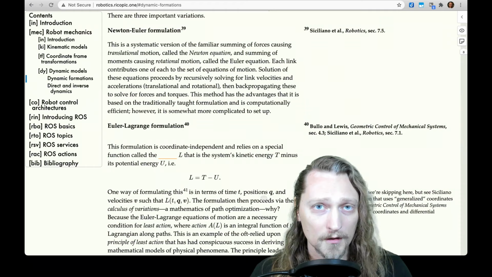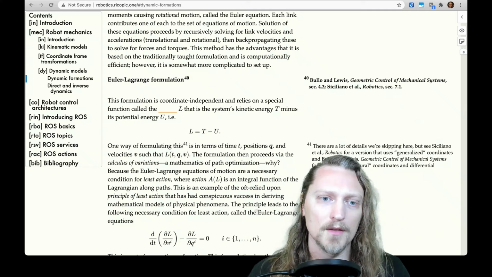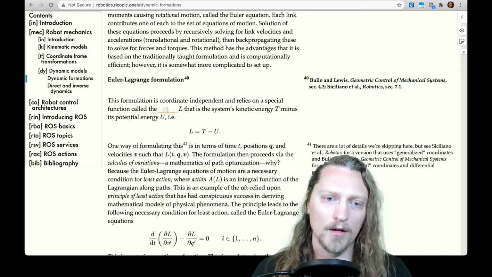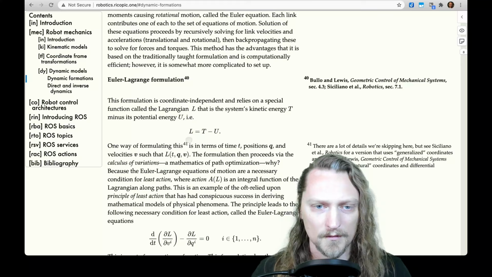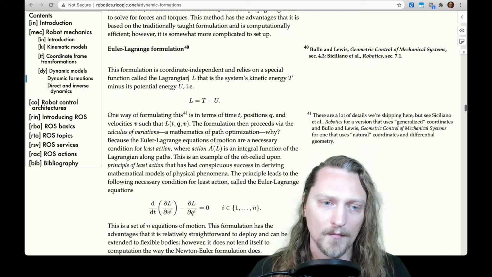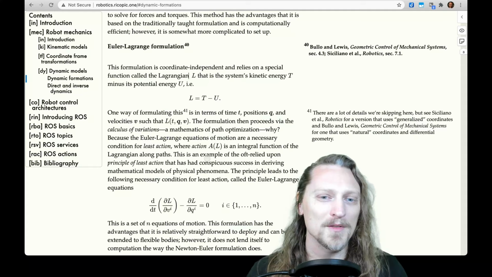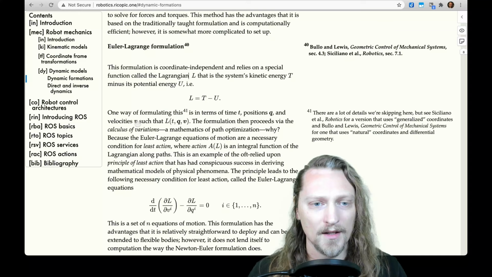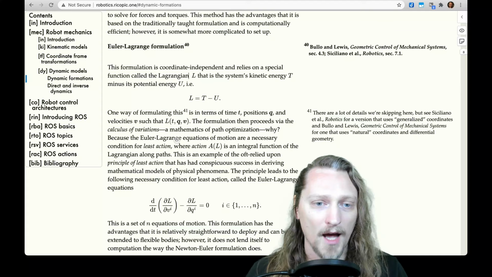The Euler-Lagrange formulation. This formulation is coordinate independent and relies on a special function called the Lagrangian, typically denoted L. That is the system's kinetic energy, T, minus its potential energy, U, i.e. T minus U. One way of formulating this, and there are many, is in terms of time t, positions q, and velocities v, such that L, the Lagrangian, is a function of time, position, and velocity. The formulation then proceeds via the calculus of variations, a mathematics of path optimization.